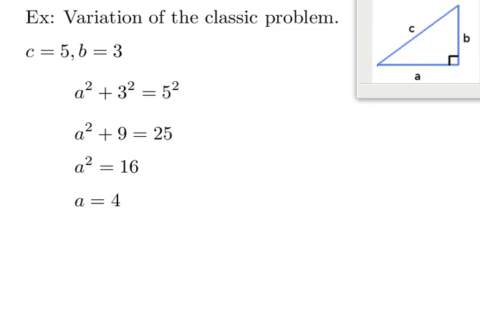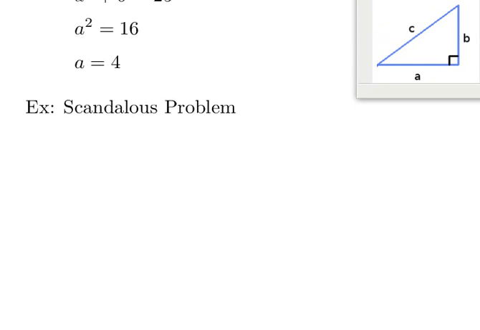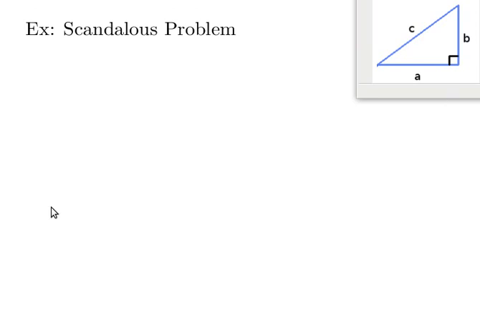This is the scandalous problem. And I'll get into why it's called the scandalous problem in a little bit. It's kind of an interesting story about the history of math. I think it's interesting. It's a good story. So, now our problem is that A is equal to 1, and B is equal to 1.